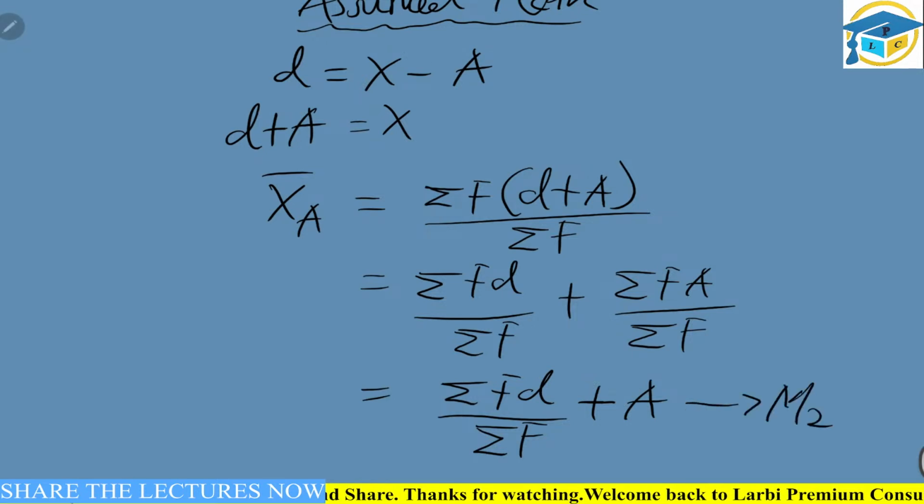So this becomes method 2. From method 1, we're able to get the assumed mean. Because we say assumed mean, there's a chance of deviation that is likely to occur. Okay, so let's take note of that. If you have any question, you can drop it in the comment section so that we'll take it from there.